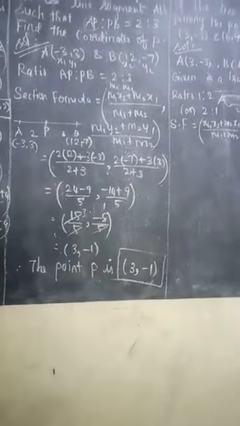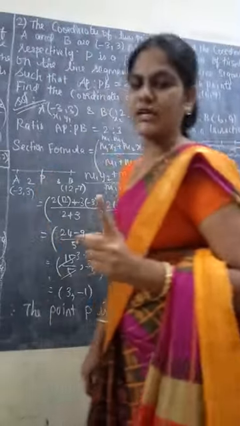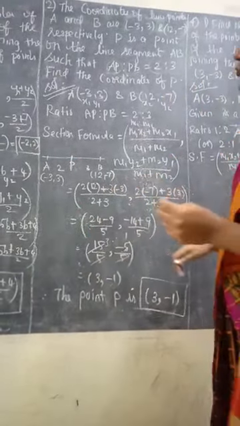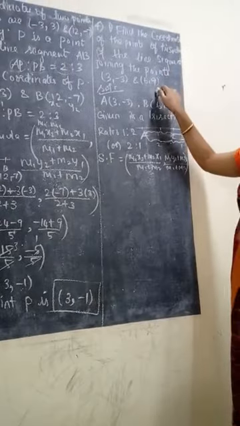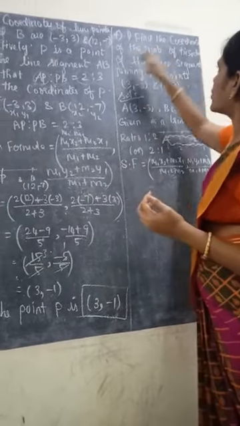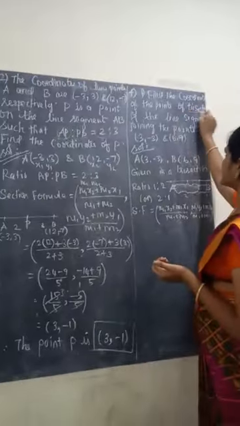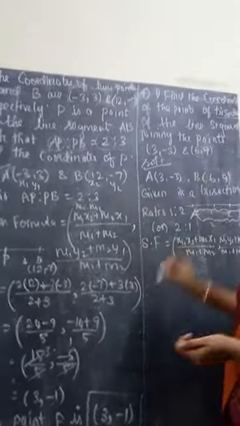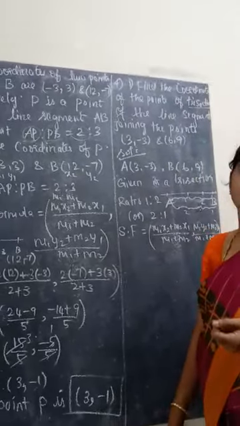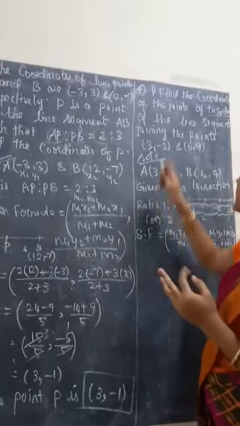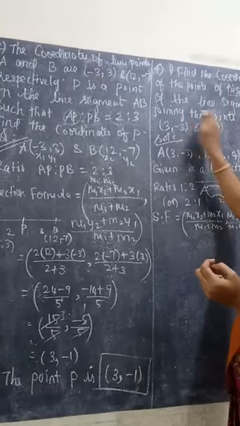So this is the section formula. If we have 2 points and 1 ratio, we need to use this form. Okay, listen, the fourth is the first subdivision. Find the coordinates of the points of trisection. Listen, here they mention the word trisection. Trisection means 3 parts. Trisection of the line segment joining the points.